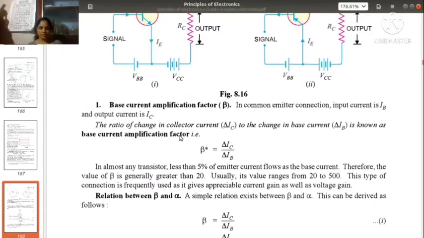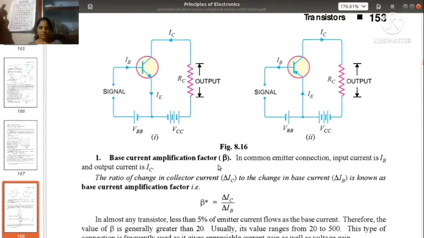Here the base current amplification factor is represented by beta. In common emitter connection, the input current is IB. You can see this is the input region, so IB is the input current and the output current is the collector current IC. The ratio of the change in collector current to the change in base current is known as the current amplification factor. So we can represent beta, the base current amplification factor, as delta IC by delta IB, that is, the ratio of output current to input current. The ratio of the change in output current to the change in input current gives you the amplification factor.